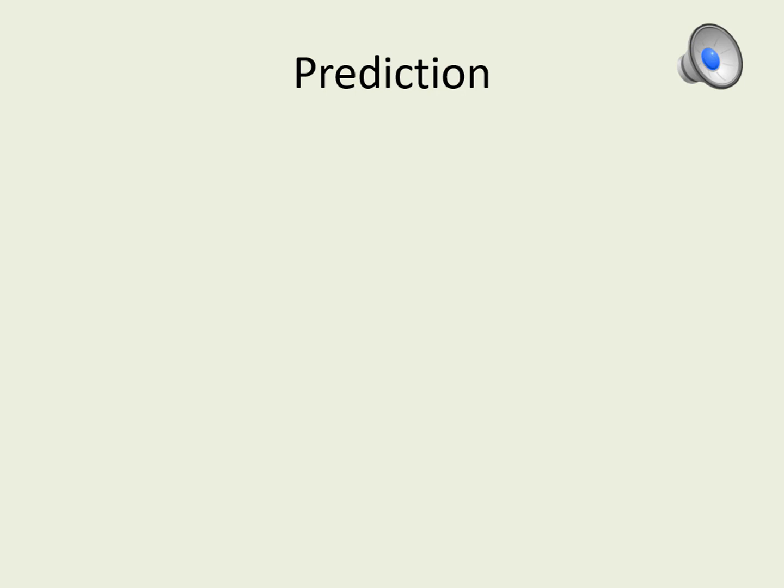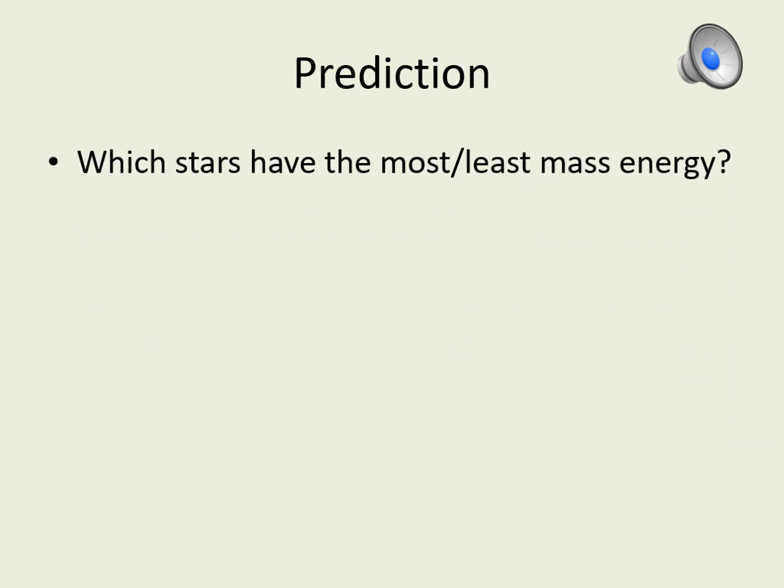There are a couple of parts to the prediction in this question. The first part is simply asking which star will produce the most energy and which produces the least. Make sure you're looking at all the stars on your list, not just the ones with common names and not just the ones that have distances listed. Since we're dealing with mass energy, the amount of energy the star has is going to depend on its mass, so you should be using the mass information to make your prediction.